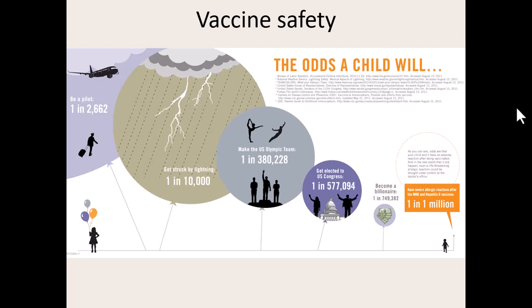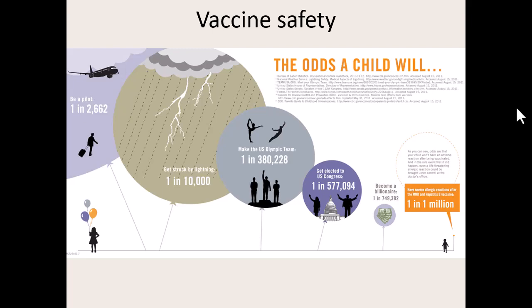Yes, there is a chance that you might have an allergic reaction to it. This is just to show some odds of having an allergic reaction to something like hepatitis B. You know, I like these. The odds of becoming a pilot is 1 in 2,620, but I actually thought that was high. It's kind of likely you might become a pilot. Odds of being struck by lightning, 1 in 10,000. Odds of making the U.S. Olympic team, 1 in 380,000. Odds of getting elected to Congress, 1 in 577,000. Odds of becoming a billionaire, 1 in 749,000. Odds of having some type of severe allergic reaction to either the MMR or hepatitis B is 1 in a million.